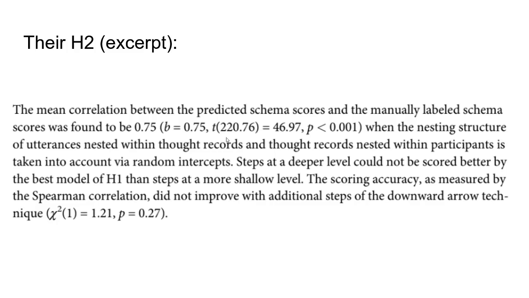For H2, it seems that they took into account the nesting structure of utterances nested within thought records, and then thought records nested within participants, which is something I didn't do. But nevertheless, they came up with pretty much the same conclusion, is that steps at deeper level could not be scored better by the models. And that probably has to do with the lack of data at that depth.